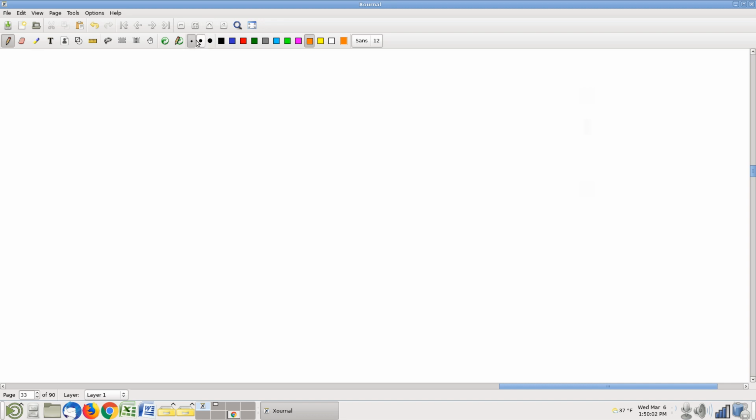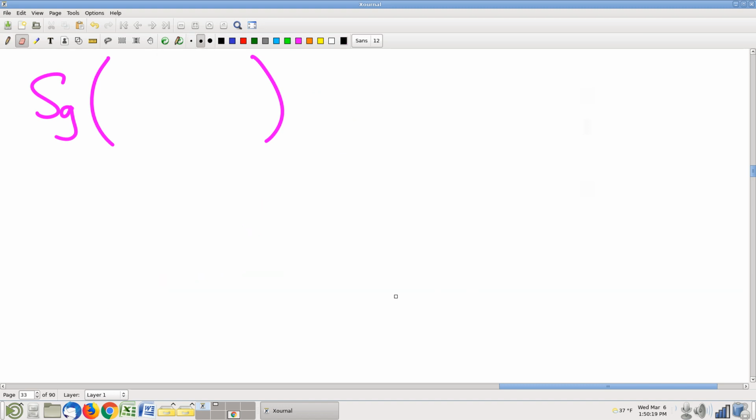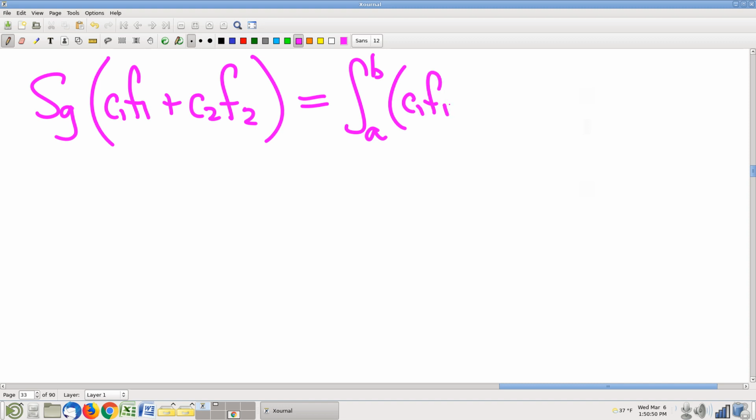Okay, so I need to show that SG, if I put a linear combination into here, gives me the corresponding linear combination out. Specifically, I need to look at C1F1 plus C2F2 as my input, and I need to show that I get the expected linear combination as my output. So first thing I'm going to do, write down straight from the definition, what is this SG? SG says take the integral from A to B of that function times G dx. That's straight out of the definition of what SG is.